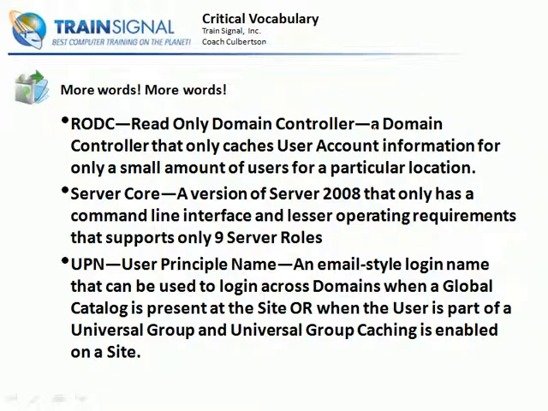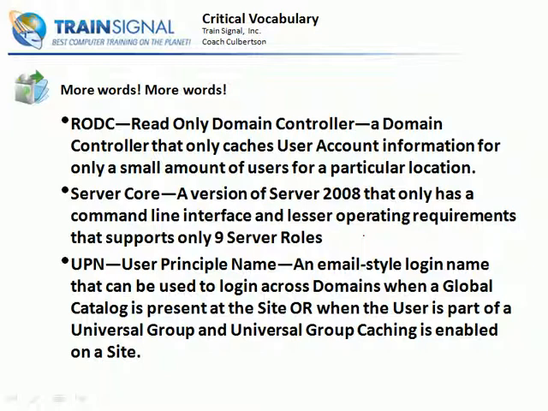All right, so now we have kind of an idea of what that's all about. Let's talk about some words. RODC, remember, is a read-only domain controller. It is a domain controller that only caches user account information for a small amount of users for a very particular location. Server Core is a version of Server 2008 that has only a command line interface. Server Core only supports 9 server roles. And one of those roles is a domain controller. And specifically, you're probably going to see a read-only domain controller being used in that situation most often.